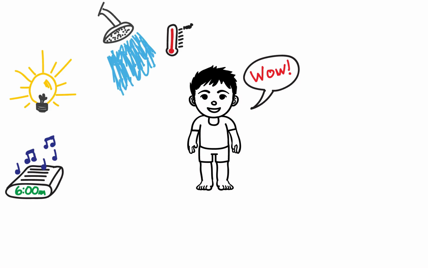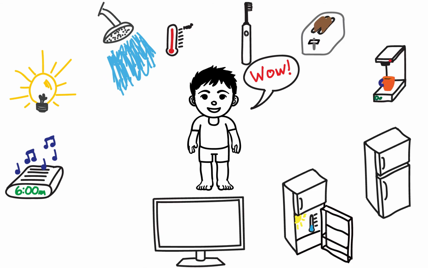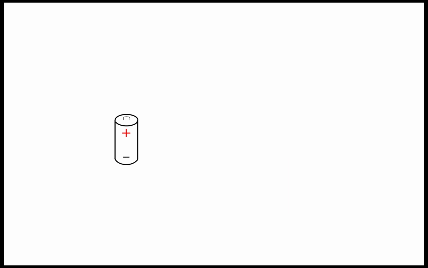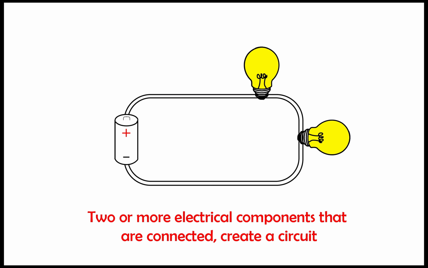Alarms, lights, water heaters, electric toothbrushes, toasters, coffee makers, refrigerators, TVs, and phones are all just a few examples of circuits that you interact with every day. It is the circuit inside each and every one of those machines that makes your routine what it is. But a circuit doesn't have to be a complex computer or a rocket. In fact, a simple battery connected to a light bulb is a circuit. Any two or more components connected electrically create a circuit.